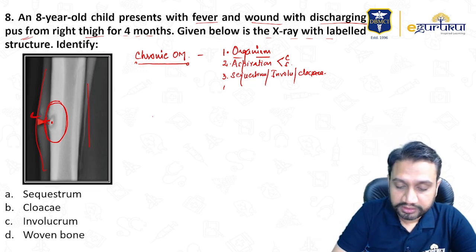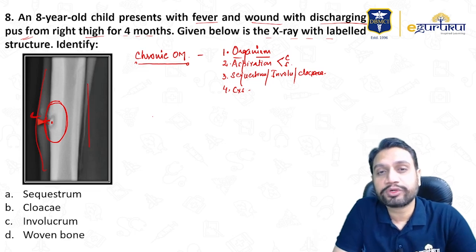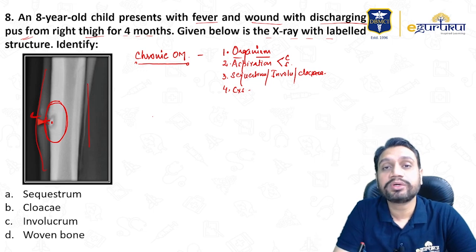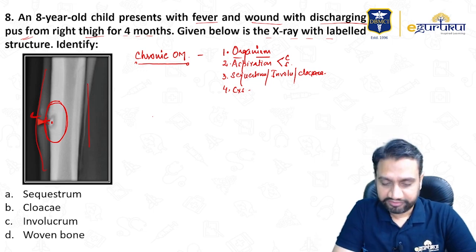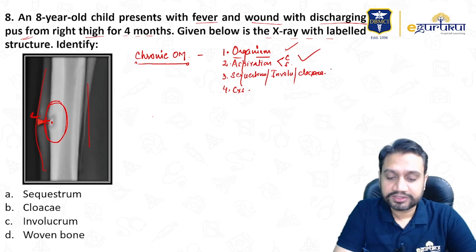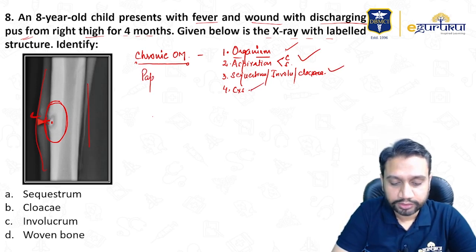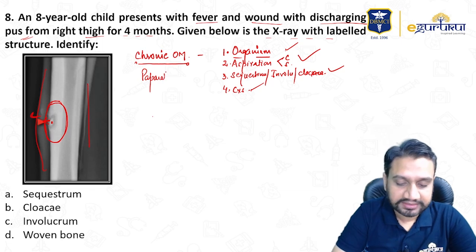Fourth, the complications of chronic osteomyelitis. The most common complication for chronic osteomyelitis is acute exacerbation. We don't call it recurrence because it doesn't go away anytime. So it is acute exacerbations. So organism, aspiration, sequestrum, involucrum, complications, and something special in relation to chronic osteomyelitis, that is the paprika sign. What is that paprika sign?